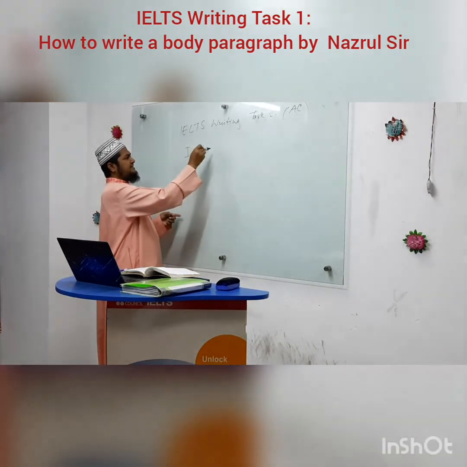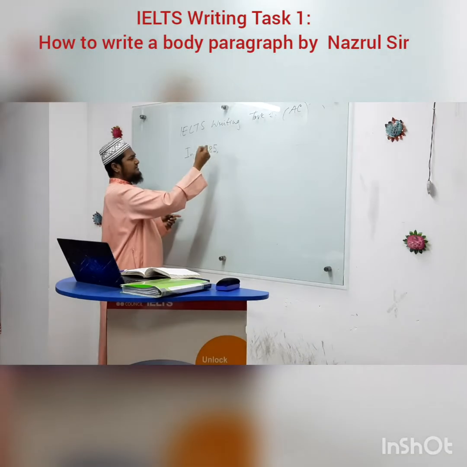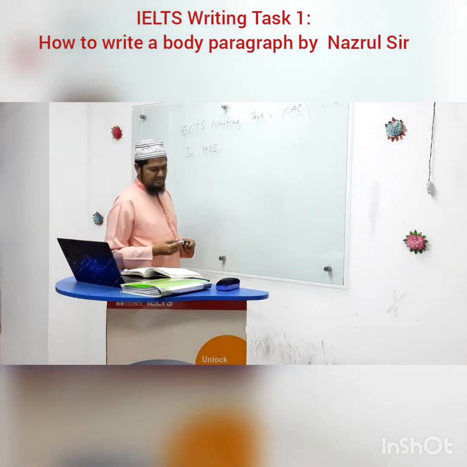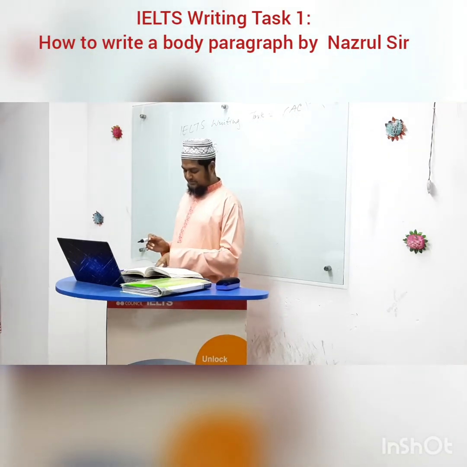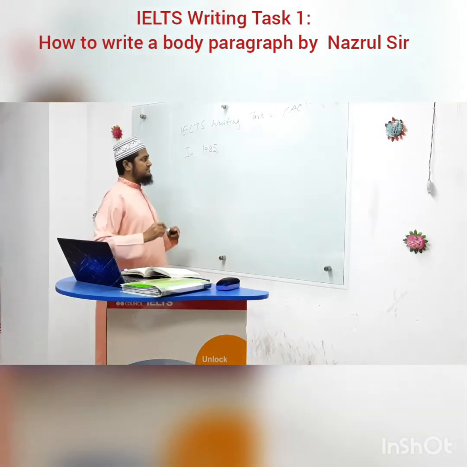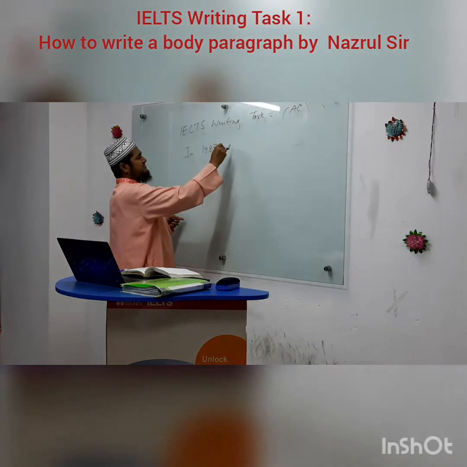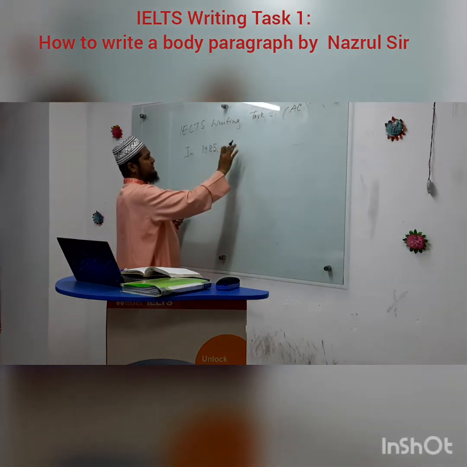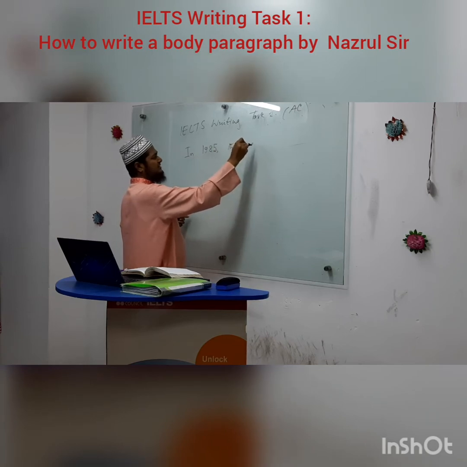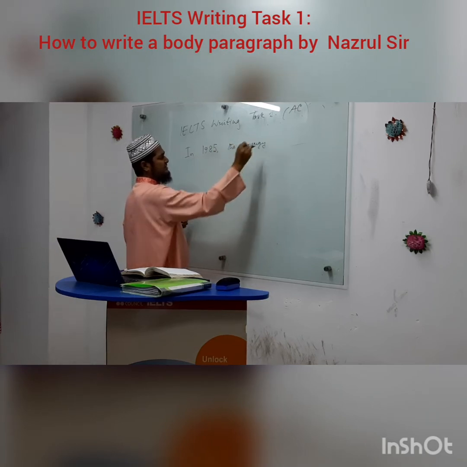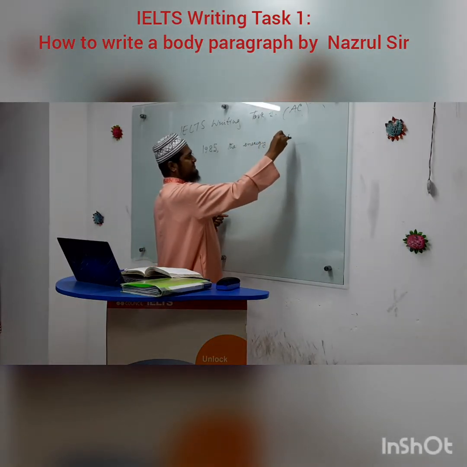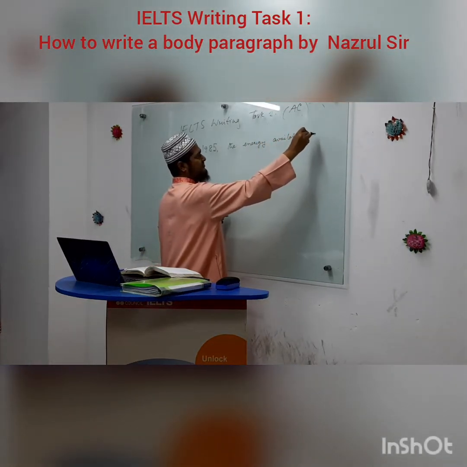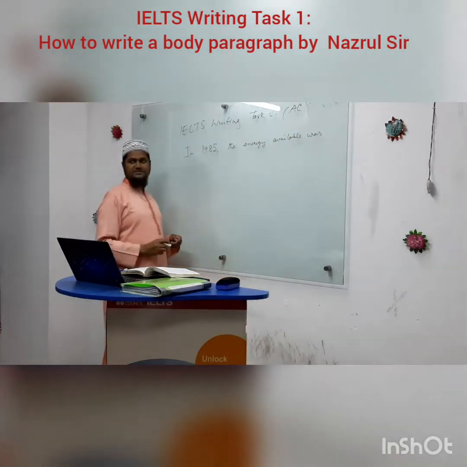In 1985, energy demand, energy available. We can write the energy available was how many units?